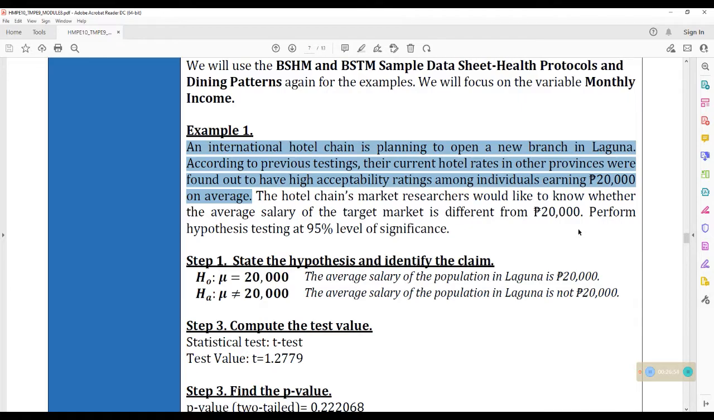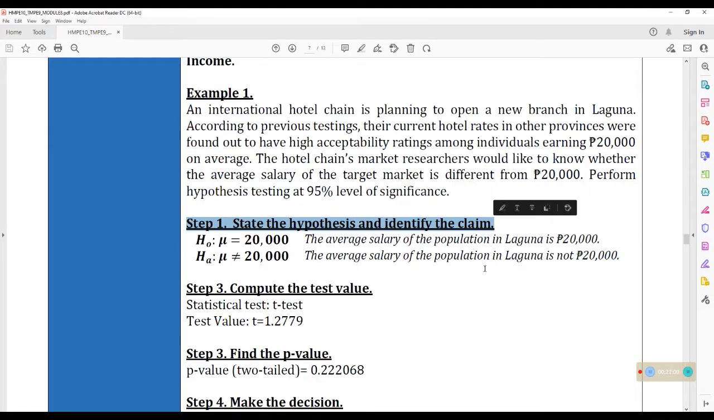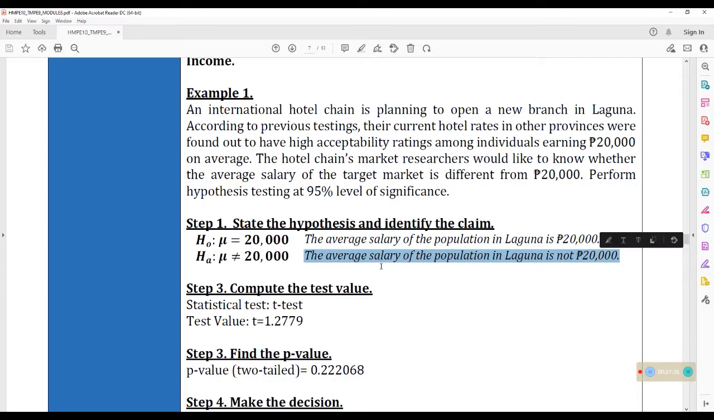So, isa-isahin natin yung mga steps. Unang step, state the hypothesis and identify the claim. So, dito, kung nasa research na siya, dapat isinusulat nyo rin siya in sentence form. So, H0, the population mean is equal to 20,000. Or in sentence form, the average salary of the population in Laguna is 20,000 pesos. And for the alternative hypothesis, ito siya in symbol, ito siya in sentence form. The average salary of the population in Laguna is not 20,000.